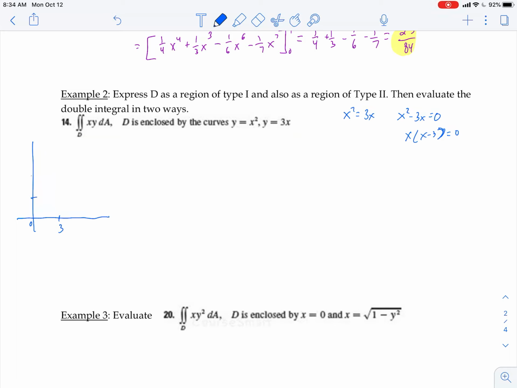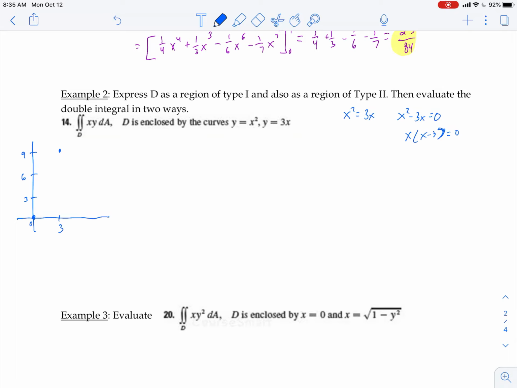And then those are all by 3, so 3, 6, 9. Because when I plug in these values, I'm going to get 0. And when I do that, I'm going to get 0, 0. So here's going to be an intersection. And then I'm going to plug in 3, and I get 9. And 9's the other intersection.